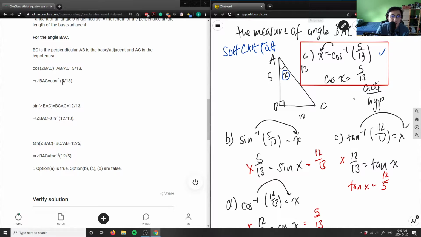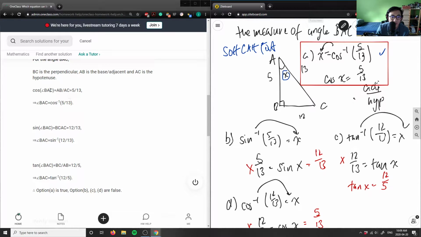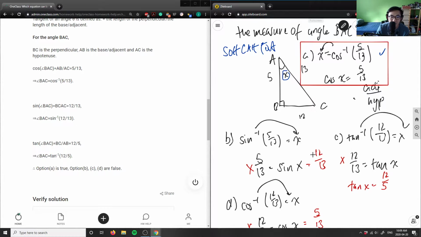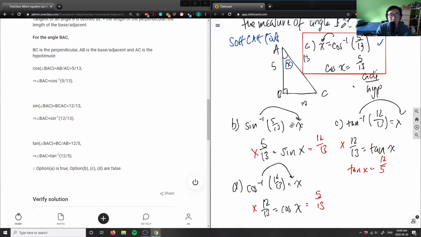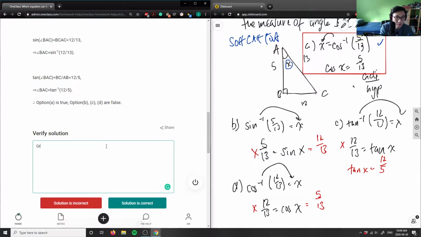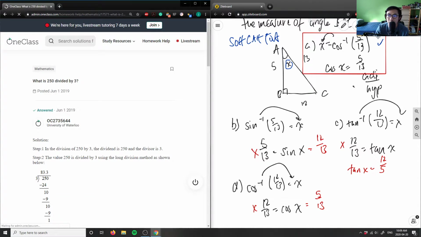So A here is correct. Cos of BAC is 5 over 13, right? And that here is correct. And then they verified sine, it actually equals 12 over 13, like so. Tangent, they did 12 over 5, like so. So therefore, all of these other solutions are false. So this here is the correct answer. So great solution and analysis. So this solution is correct.